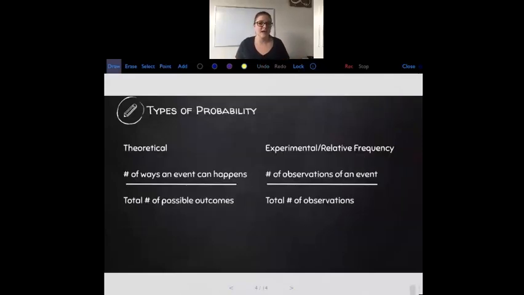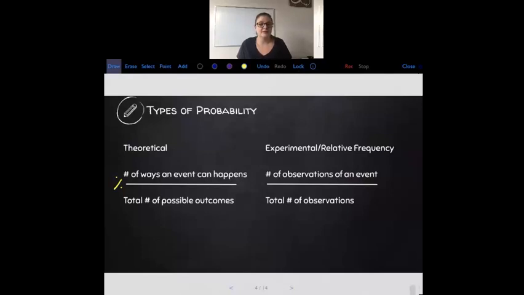So there are 2 different types of probability that we're going to talk about. The first is theoretical. Theoretical is the number of ways an event can happen, or what you're looking for, divided by the total number of possible outcomes. Okay, so this is a division bar here. Theoretical probability is typically used for card decks, coins, dice, things like that.